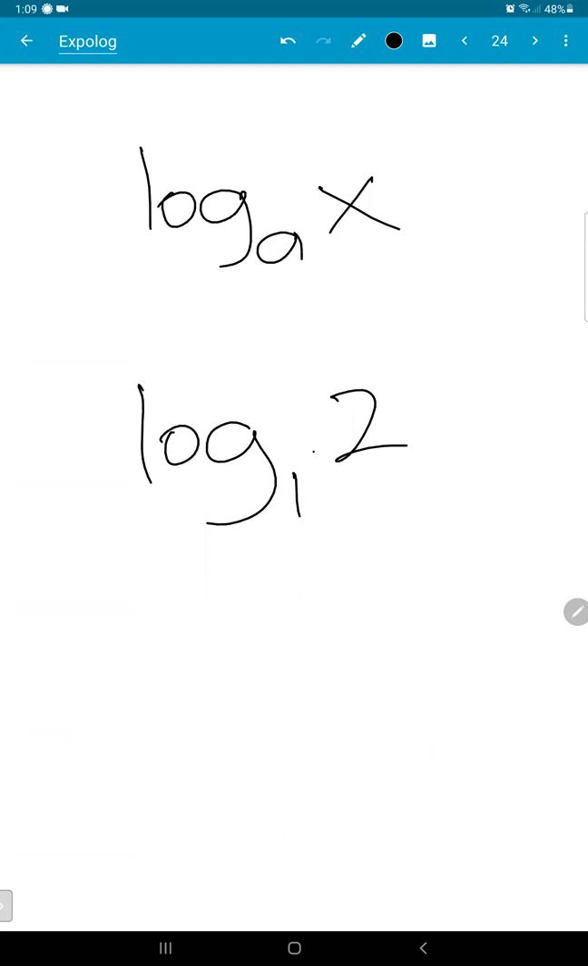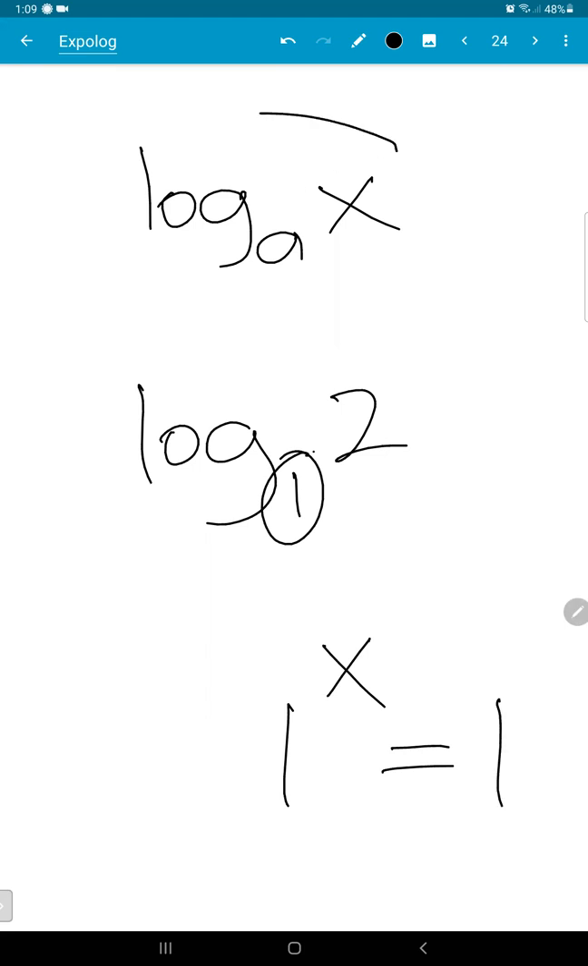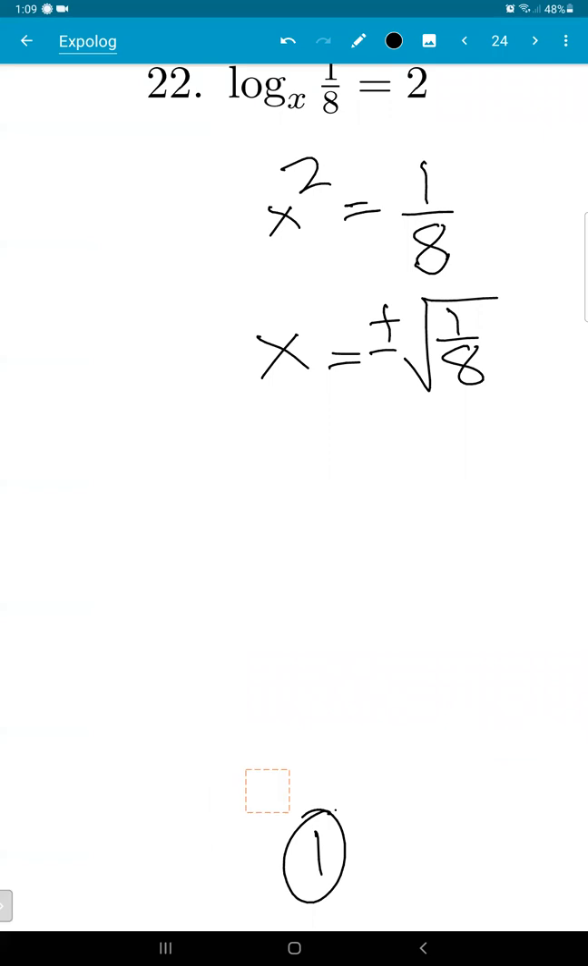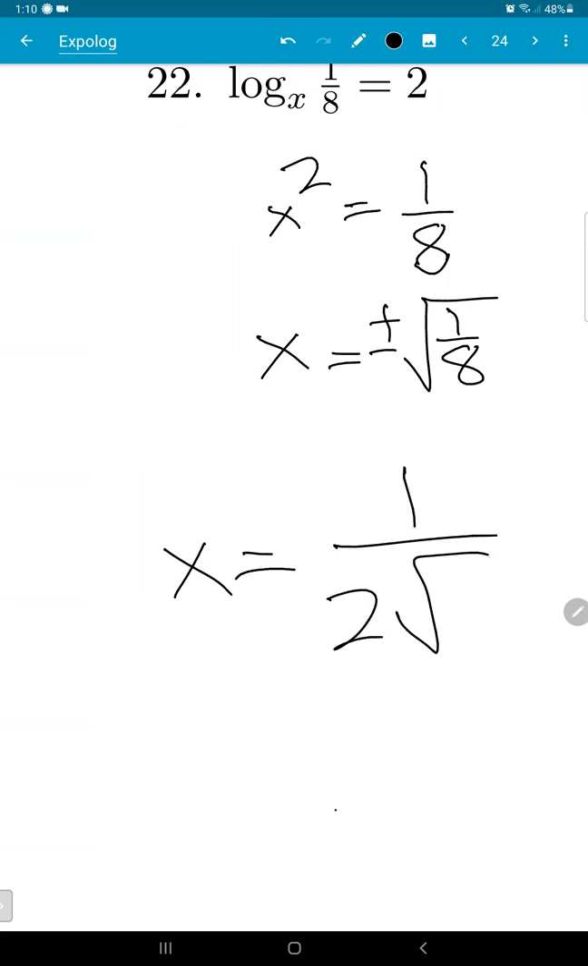So how about this one? What should I raise 1 to get 2? That's impossible. It's impossible to get such an exponent, because 1 raised to any exponent is always itself. That's why we avoid 1 when we consider logarithmic functions or expressions. So in this one here, x cannot be negative and x cannot be 1. So that means we have to disregard that negative value. So x equals just 1 over 2 squared.